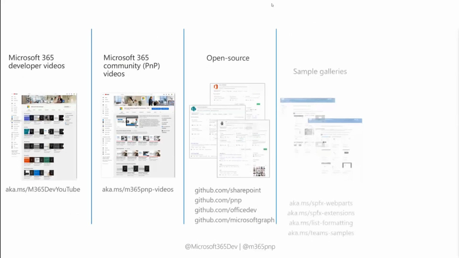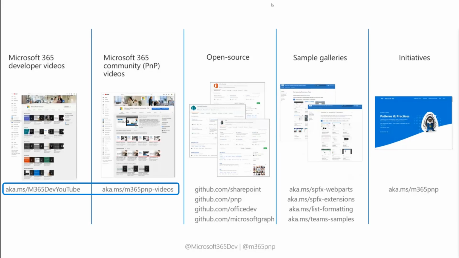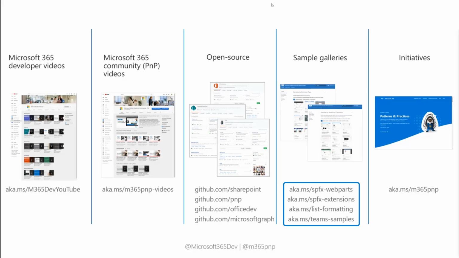Now, quick recap on the different assets. We're not going to spend too much time on this one, but we have 2 different YouTube channels due to historical reasons mainly. We have a lot of open source stuff available. We have sample galleries for Microsoft Teams samples and SPFX samples and all of that stuff. By the way, there will be a really cool unified sample gallery sooner or later, and we're working on that one already. A lot of URLs. The final URL to remember, AKMS M365 PnP, the one location to actually get moving from there.